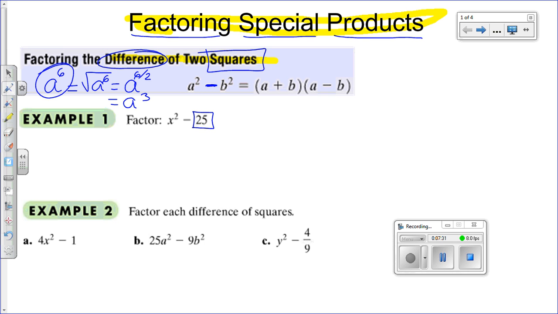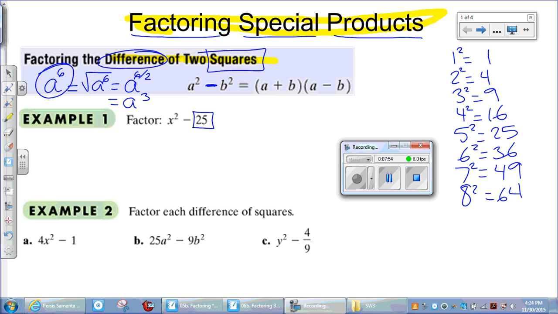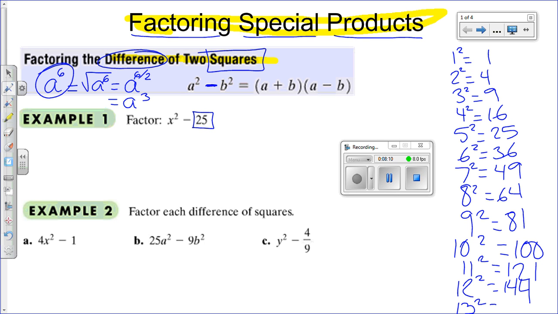25, of course, is a perfect square. So 1 squared is 1, 2 squared is 4, 3 squared is 9, 4 squared is 16, 5 squared is 25, 6 squared is 36, 7 squared is 49, 8 squared is 64. So if you're not very familiar with the squares, then you might want to write them down, just get familiar with them. 10 squared is 100, 11 squared is 121, 12 squared is 144, and 13 squared is 169.